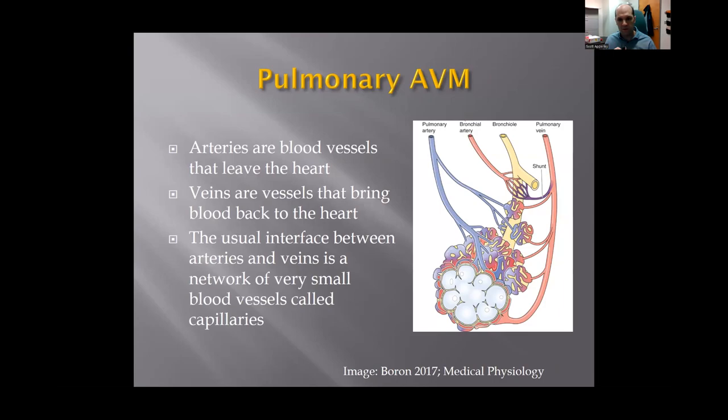So, as we know, arteries are blood vessels that leave the heart and go out to either the lungs or the body. In the schematic on the right here, we have a pulmonary artery in blue, traveling out to some of the lung alveoli, or the small units of the lung that exchange air, and coming back, pulmonary veins bring back that oxygenated blood, and the usual interface between those arteries and veins is the small network of blood vessels that are called capillaries.